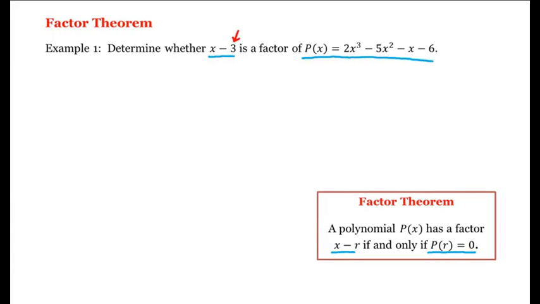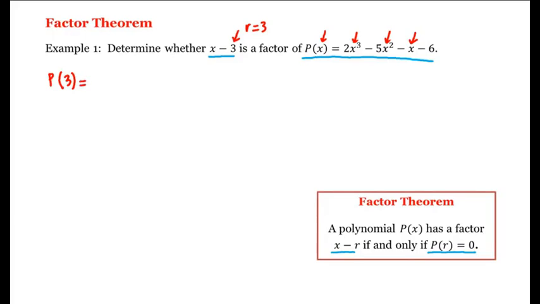So our r here is 3, and we want to compute p of 3 by plugging in 3 wherever we see an x and see if we get 0 as our answer. And if we do, then yes, x minus 3 will be a factor of p. All right, so what is p of 3?